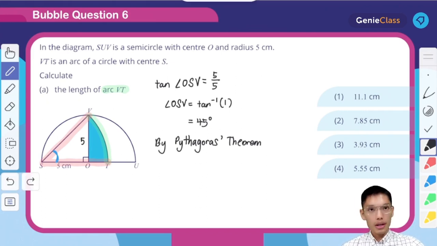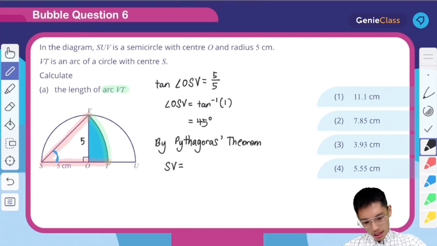Wow, you guys are doing very quickly. Square root 50. How do I get square root 50? Very good, Ian. Thank you. SV is square root of 5 squared plus 5 squared. We get square root of 50.